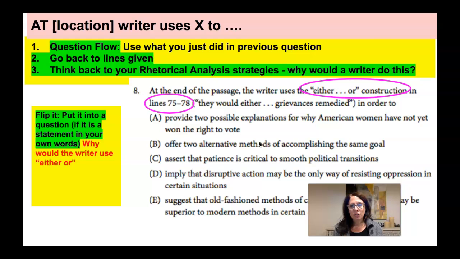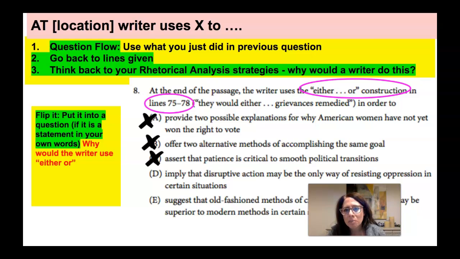So they would have to choose the lesser of the two evils, right? So it's not even an explanation for why women have not yet won the right to vote. Offer two alternative methods of accomplishing the same goal. No, because they're not methods. It's just like, these are the two bad things that you're going to have, like lesser of two evils. So that does not work. Assert that patience is critical to smooth political transitions. That actually has nothing to do with it. There's always one that's like, no, it has nothing to do with it. That is the one. Nope.